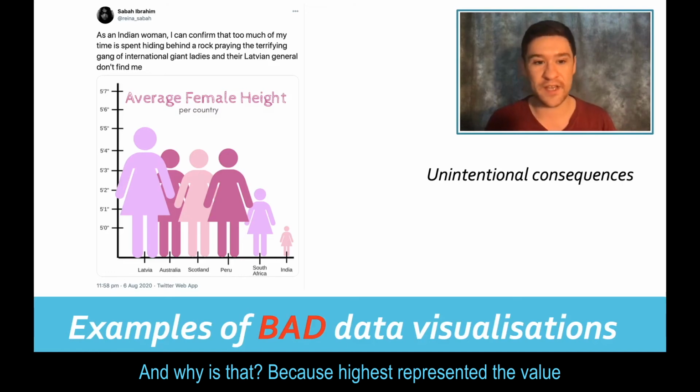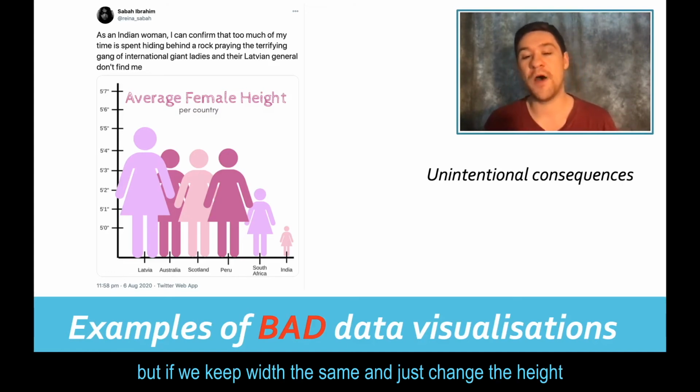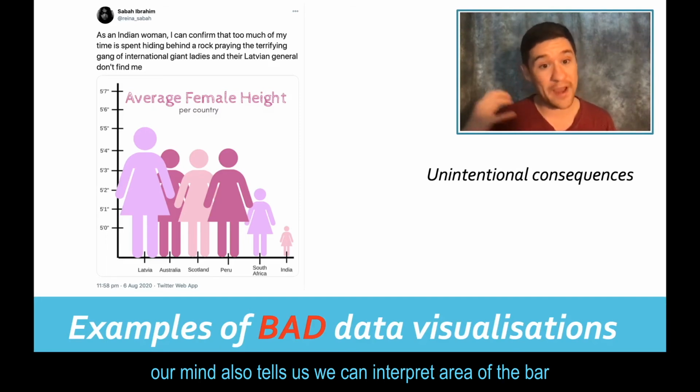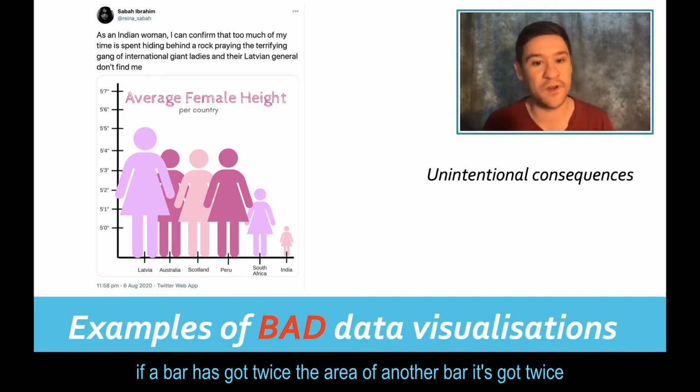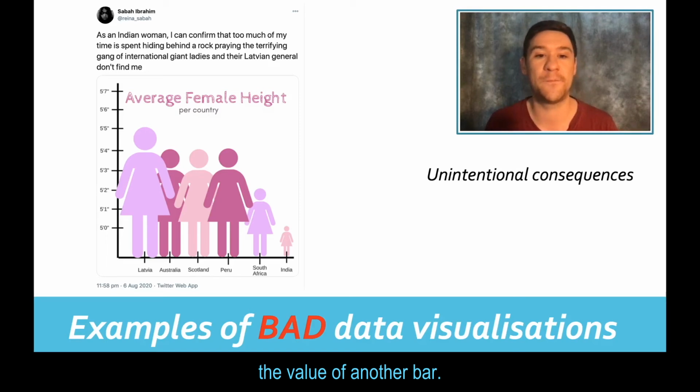Okay, and why is that? It's because height represented the value, but if we keep width the same and just change the height, our mind also tells us we can interpret area of the bar as the value as well. The bigger the area, the bigger the value. If a bar has got twice the area of another bar, it's got twice the value of another bar.